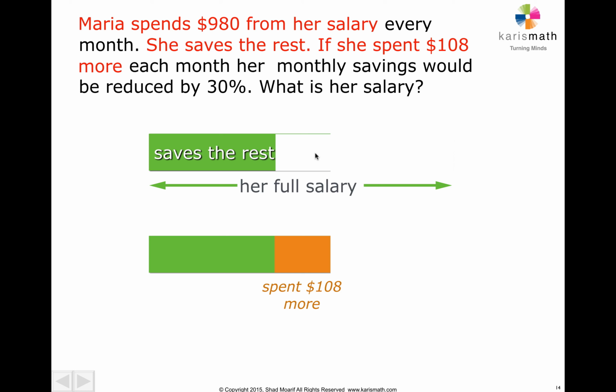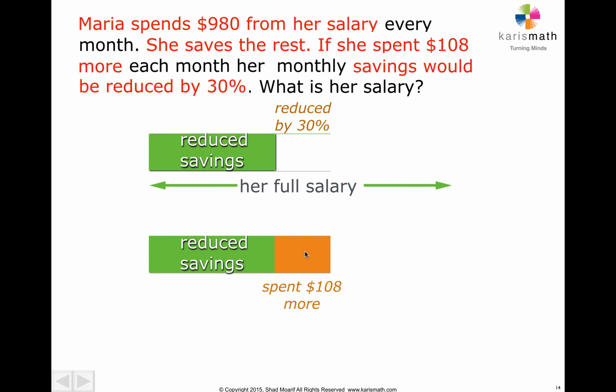Then what happens? Then her monthly savings would be reduced by 30%. So her monthly savings was from here to here. This gets reduced by 30%. So this is actually a reduction. This amount here, which is the same as here, is a reduced amount. So if you reduce this by 30% of her savings, all that means is that 30% of her entire savings, or previous savings, or original savings, must be equal to 108.